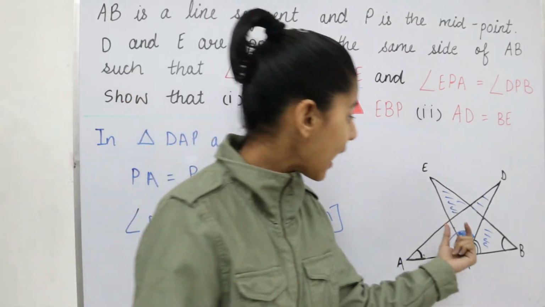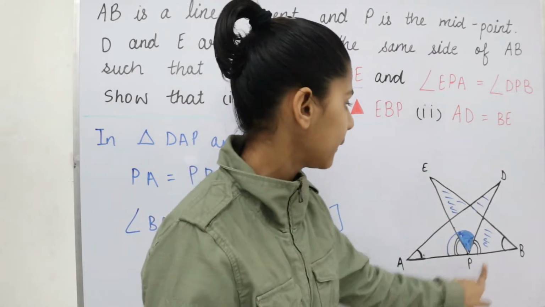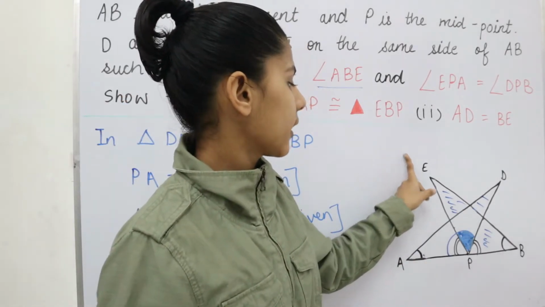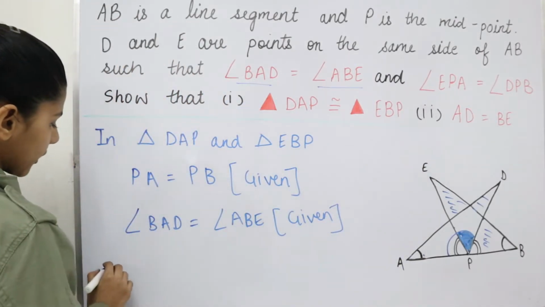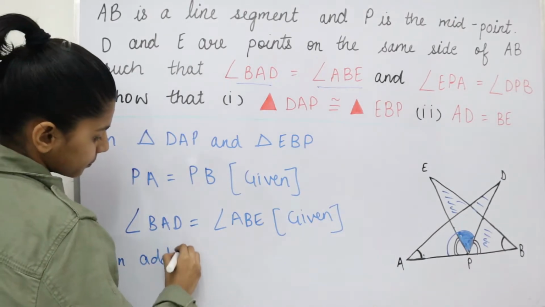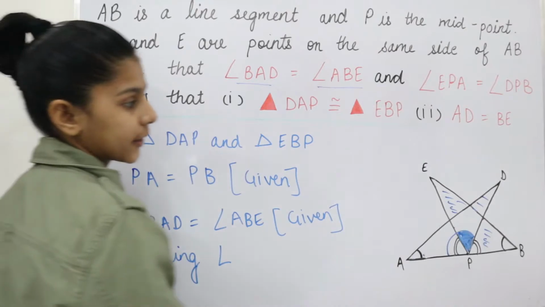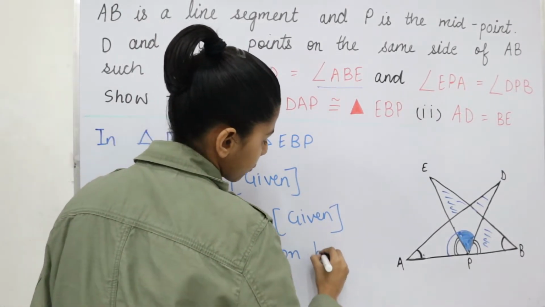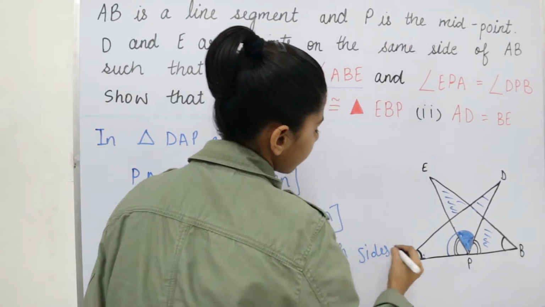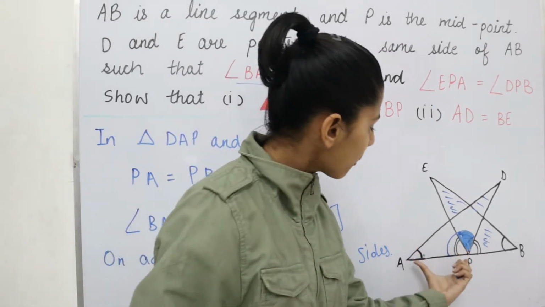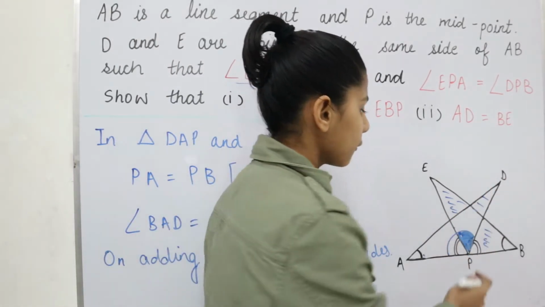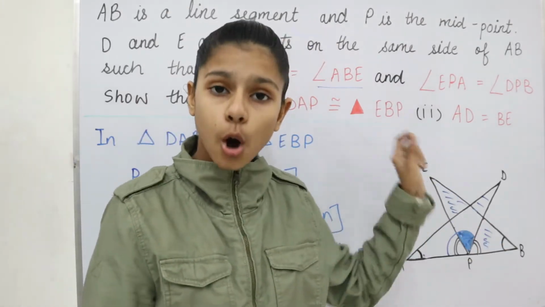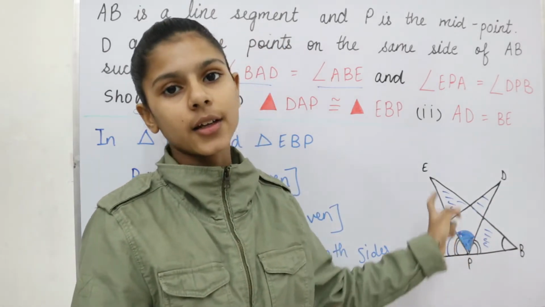So what can we do? We can add this middle portion, and this middle portion will be angle EPD. So we are going to add the angle EPD in both the triangles. So we are going to write here the statement: on adding angle EPD on both sides. Why on both sides? Because if we talk about this triangle DAP, then we require this much more, so we have to add. This angle EPD is also coming in the triangle EBP, so we have to add it in both the triangles.